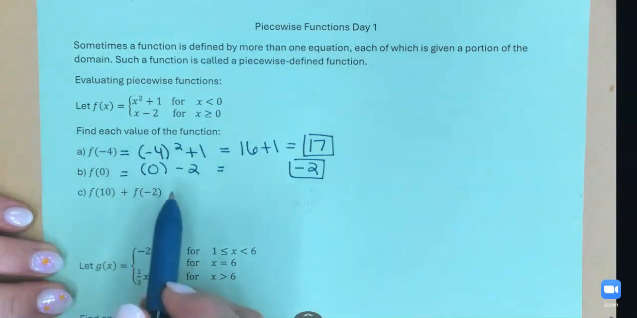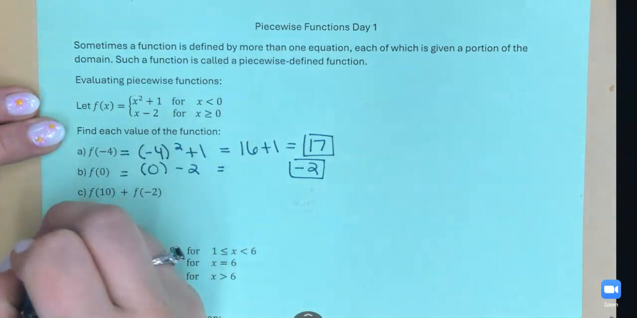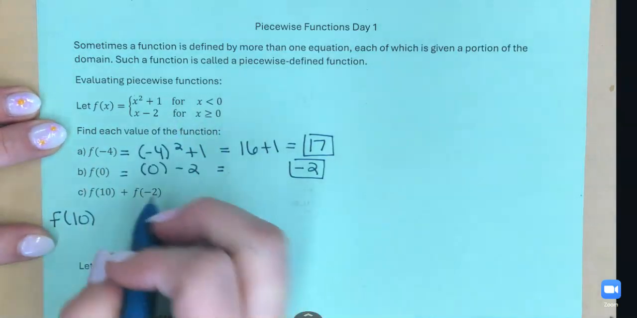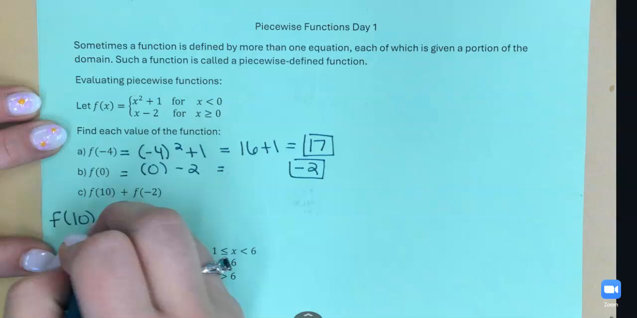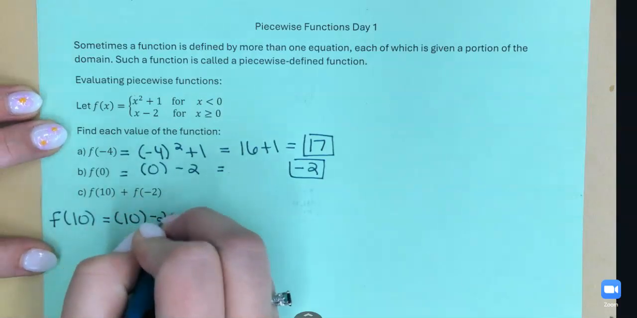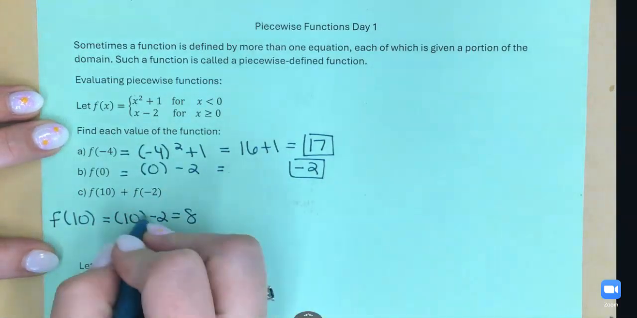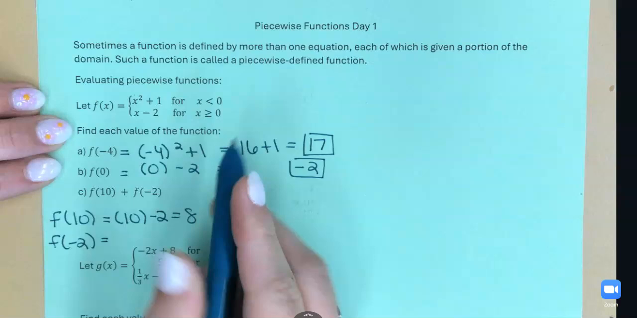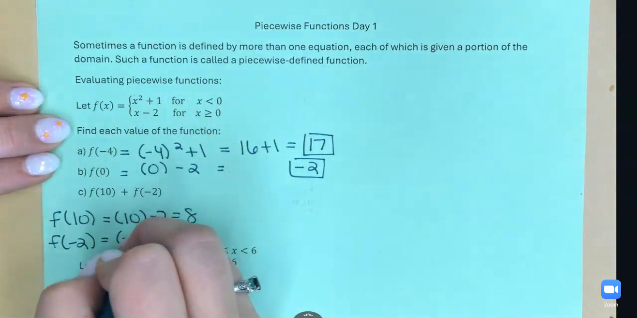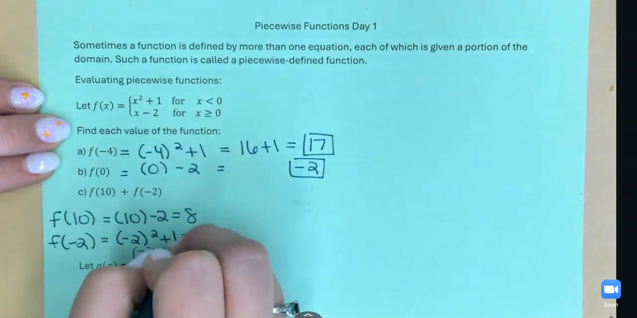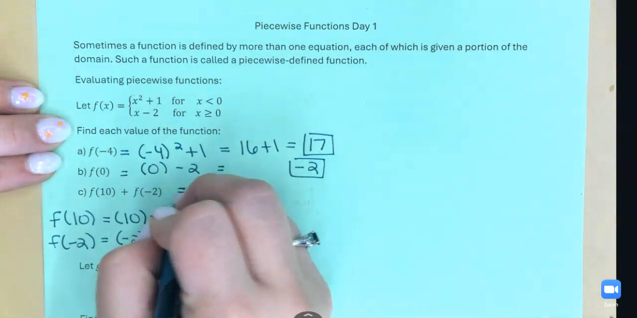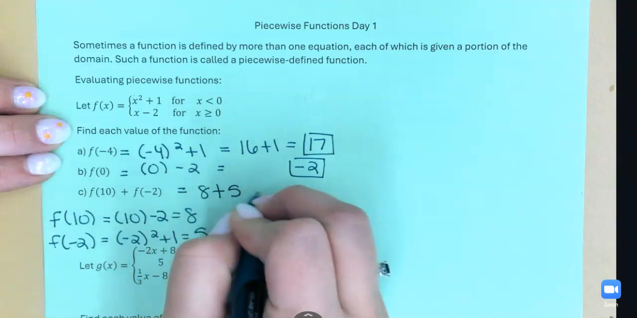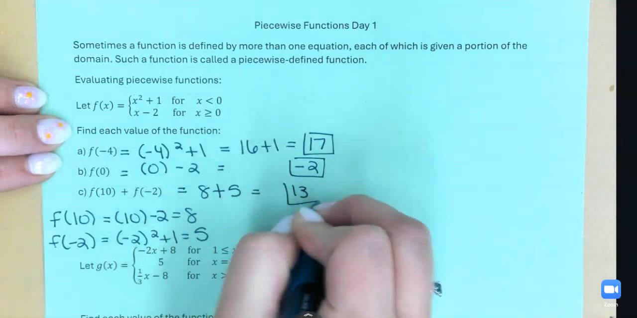And then lastly, f of 10 plus f of negative 2. First, I need to find each of those individual values. So first, f of 10: for that one, I'm going to use the bottom equation because 10 is greater than 0, and that is going to be 8. For f of negative 2, I'm going to use my top equation because negative 2 is less than 0, and that is going to give me 5. So f of 10 plus f of negative 2 is equal to 8 plus 5, which is 13.